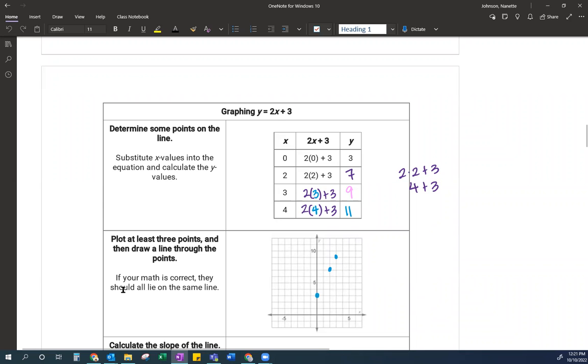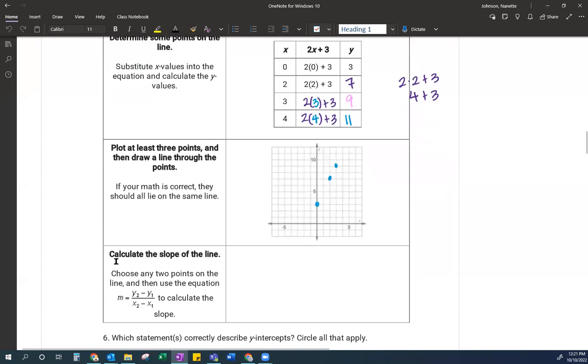So let's see. If your math is correct, they should all lie on the same line. And you can kind of see that. And I'm going to try to draw a straight line in there. Okay. So I drew a line as best as I could. If you're at home, you're going to probably want to use a ruler to make it as straight as possible. This one says calculate the slope of the line, and then it says choose any 2 points on the line and then calculate the slope. So when they say calculate the slope, they want you to use that equation, but you can also count it from the graph itself. But because they told me to do this, I'm going to calculate it.